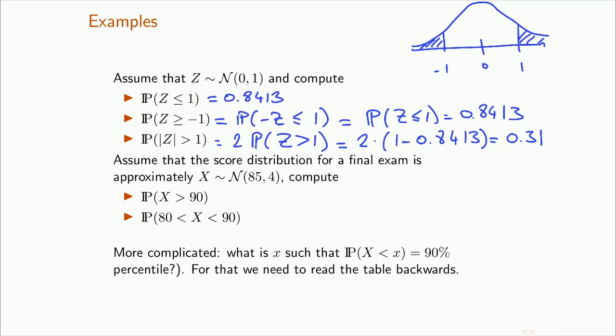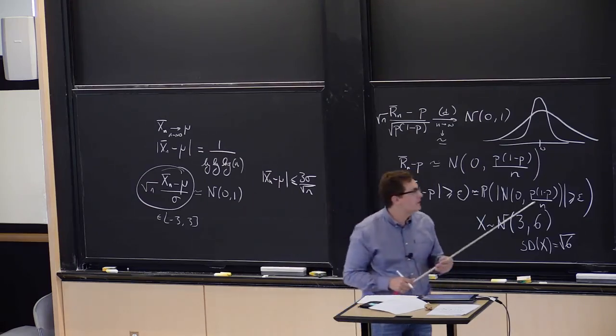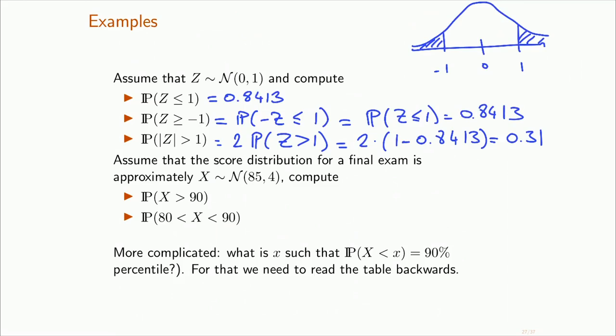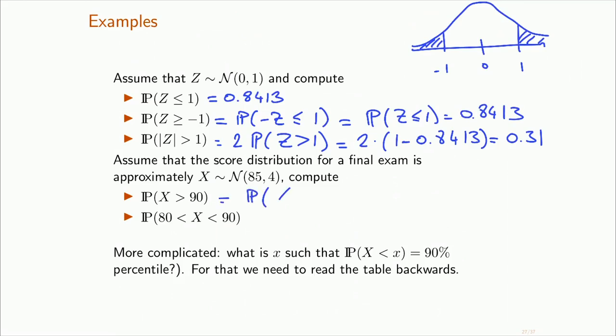So here's something. The distribution of the final exam is Gaussian with mean 85.4. Again, this is a modeling assumption. There's no negative scores, and there's no scores above 100, but this still tends to model things well. Now I'm interested in the probability that a randomly selected student in this class gets higher than 90. What do I have to do here? Standardize, right? So this is the probability that x minus the mean, which is 85, divided by the standard deviation, which is 2, exceeds 90 minus 85 divided by 2. That's just the probability that z exceeds 2.5.